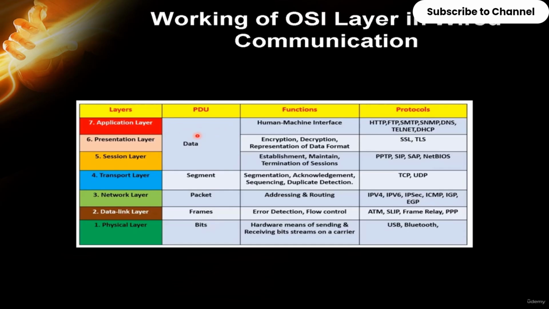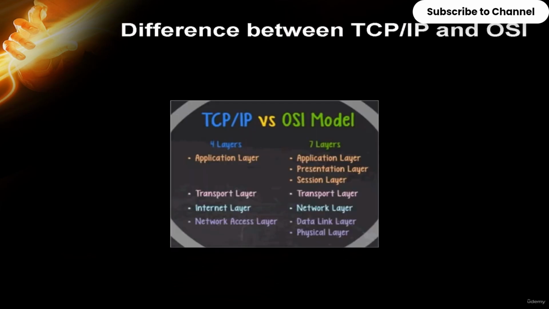The application layer is the human machine interface layer, meaning that it connects with humans. The protocols which operate here are HTTP, FTP, SMTP, DHCP, Telnet, like that. Various protocols are used. If we talk about wired communication, one more methodology used for communication is TCP/IP. So TCP/IP and OSI both work with wired communication.